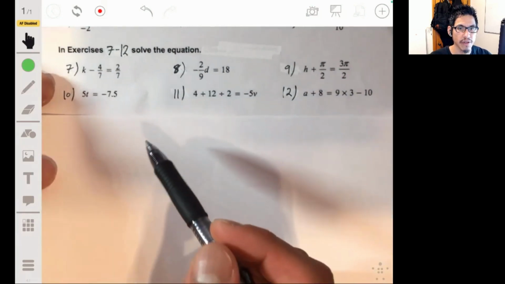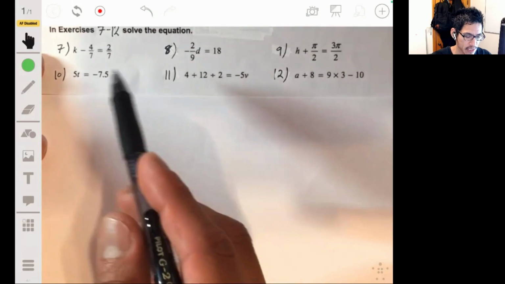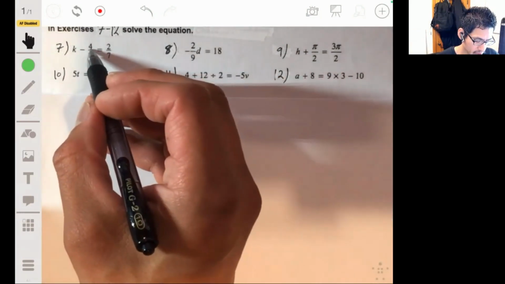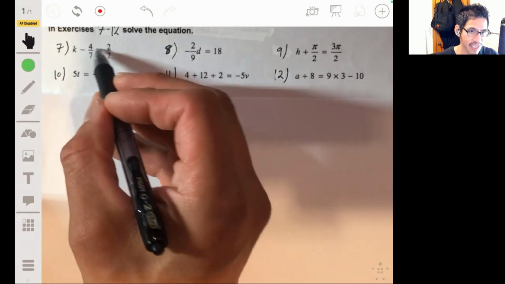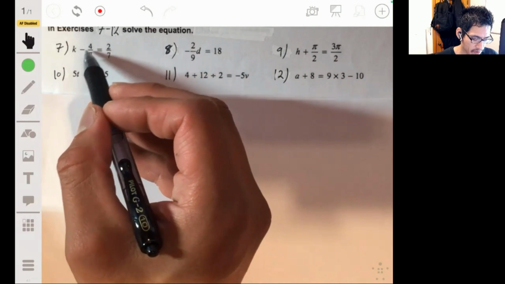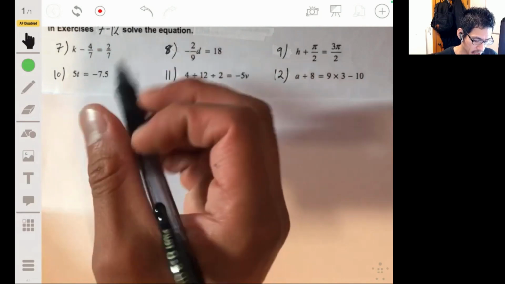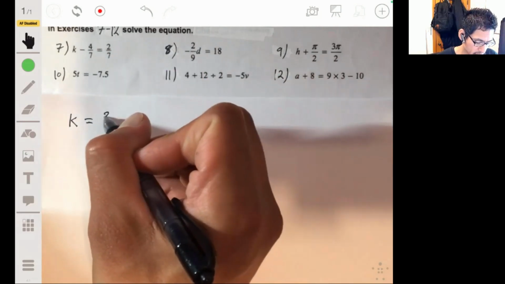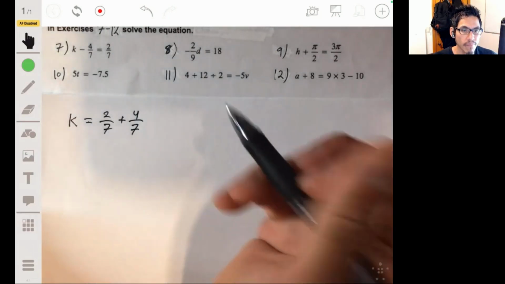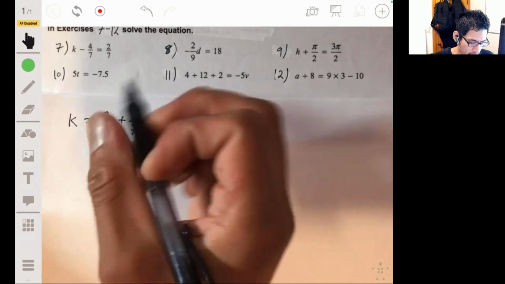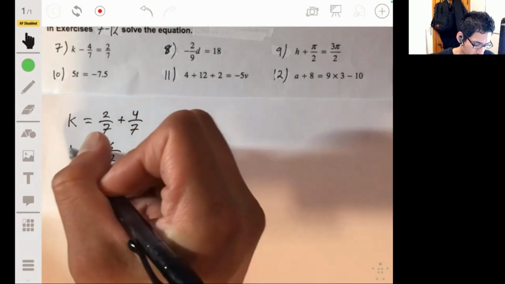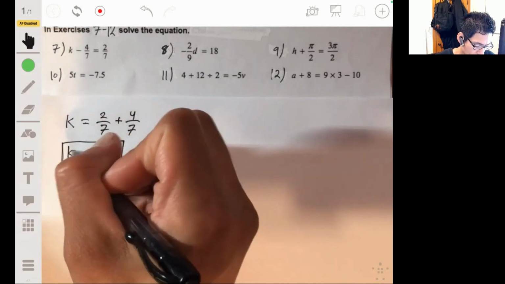So number 7, we got k minus 4/7 equals 2/7. So all you want to do is add 4/7 to both sides. You add 4/7 to both sides. The 4/7 on the left cancel, and you get k equals 2/7 plus 4/7. Since these have the same denominators, you can just add the numerators. And so then k is just 6 over 7.